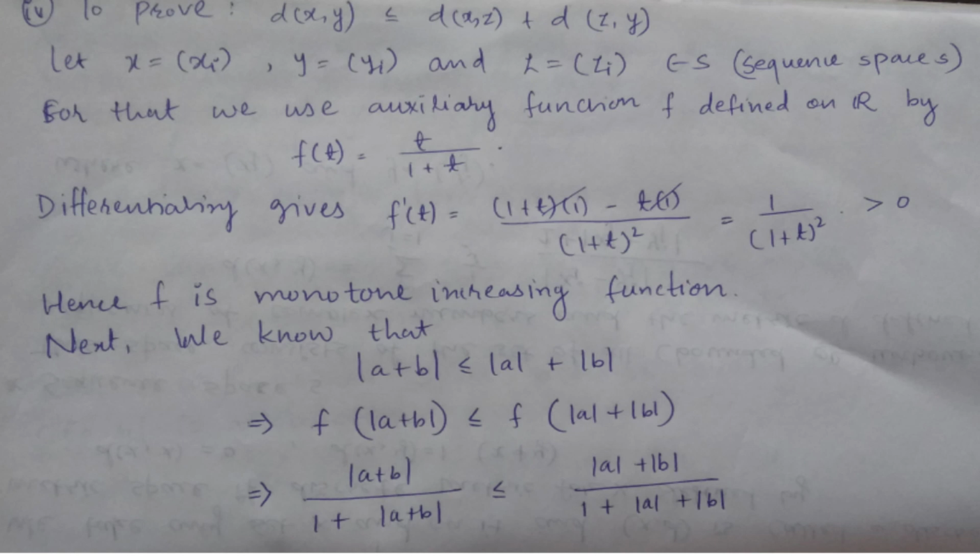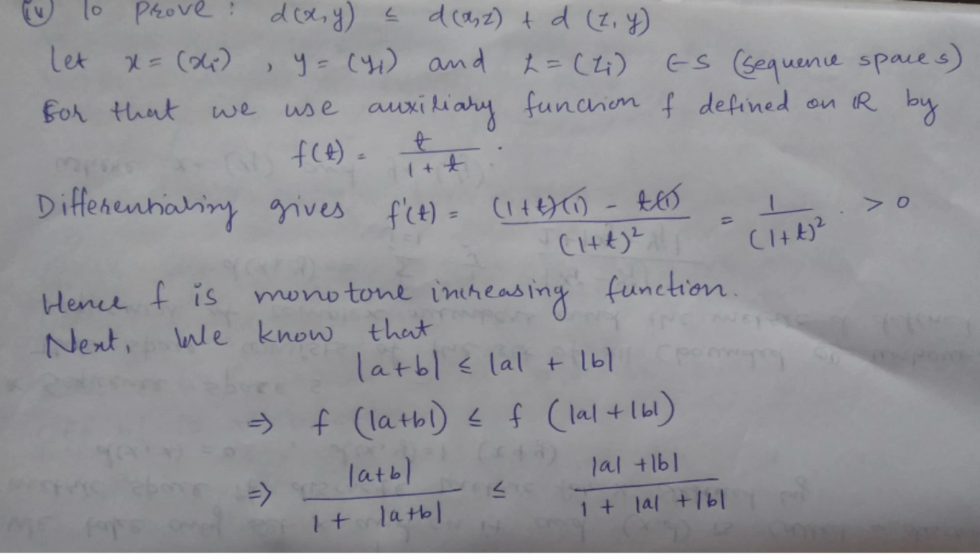So for that I am taking three elements from the space, right? So x, y and z. So x is equal to (x_i) means I am taking one sequence x1, x2 up to and so on, and another is y, which will become y1, y2 up to so on, and that is z1, z2, belonging to the sequence space. For that we use an auxiliary function f defined on the real numbers R, as f(t) is equal to t upon 1 plus t.